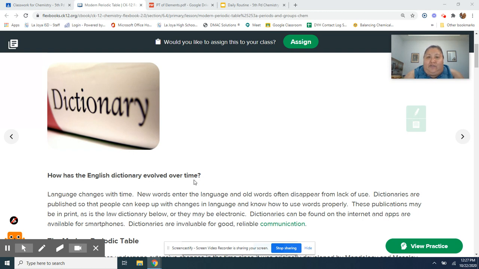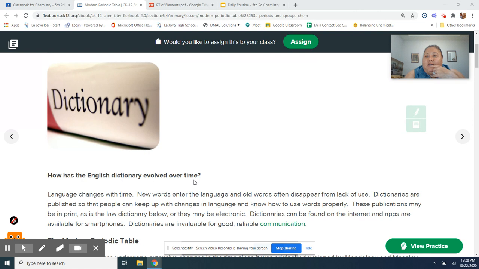So dictionaries are invaluable, right? They're very, very important, especially for your English classes when you're writing those stories or those poems that they ask you to do. Now, the English dictionary is always changing. Some words that aren't used anymore get removed. Some words are created, so they get added.